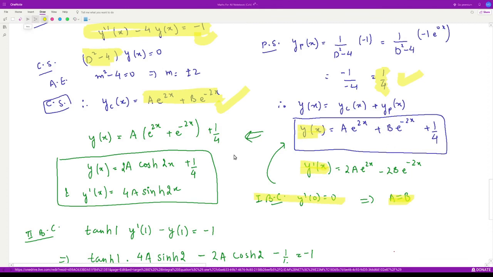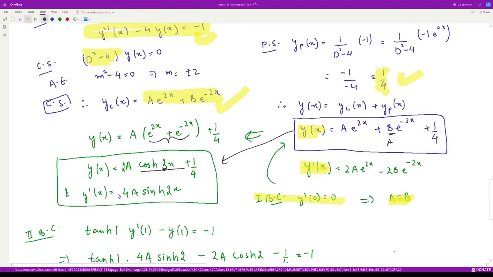I have 2a common, e to the power 2x plus e to the power minus 2x, plus 1 by 4 as such, right? And what is this? By using the definition that I told you above, it would be 2a times cos hyperbolic 2x. Taking its derivative, the derivative of cos hyperbolic 2x would be sin hyperbolic 2x multiplied by 2, using the chain rule. So this is the derivative and this is y(x).